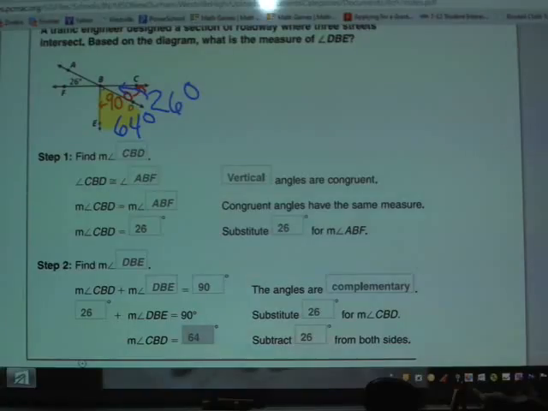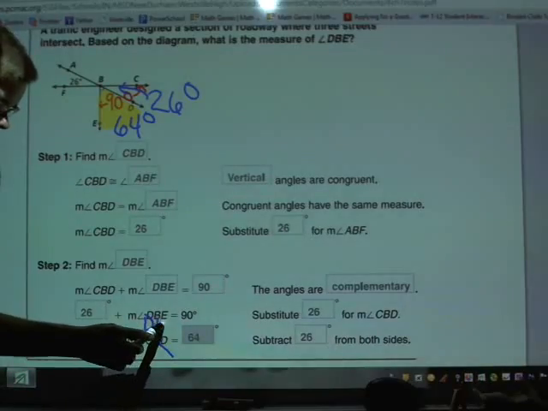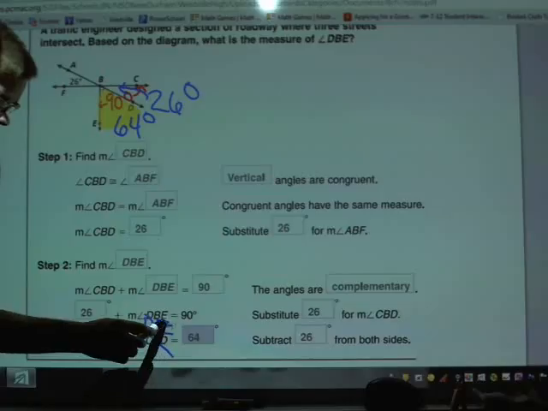Please change your note-taking guide to reflect that this last line needs to be corrected. This should actually say the measure of angle DBE. Right, that is the angle we were looking for.